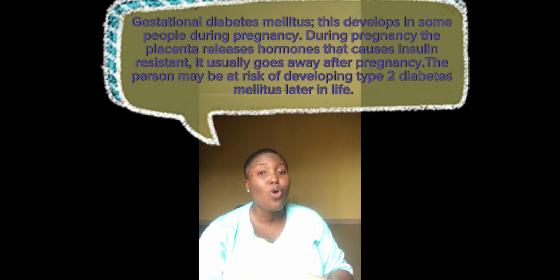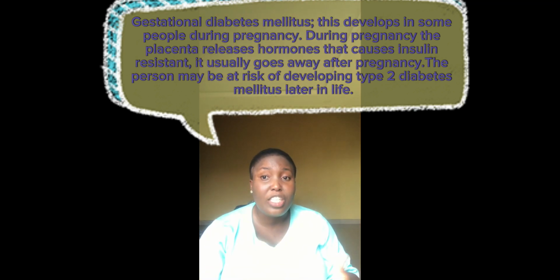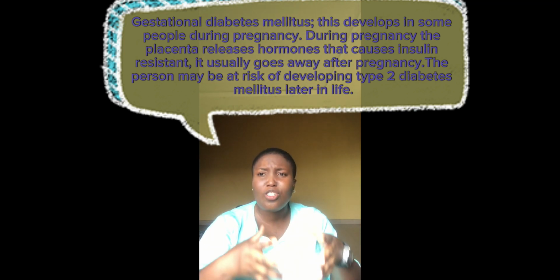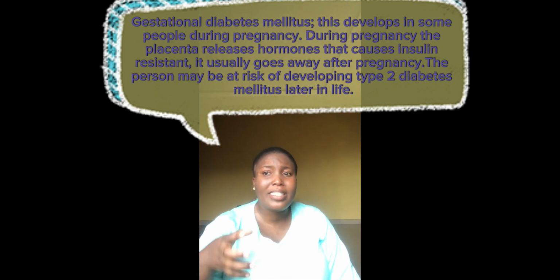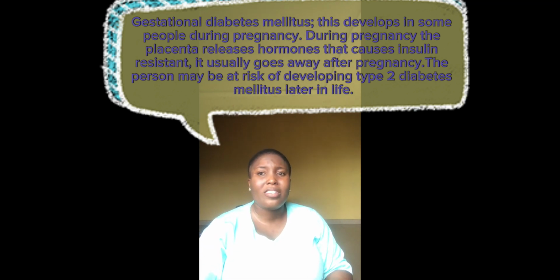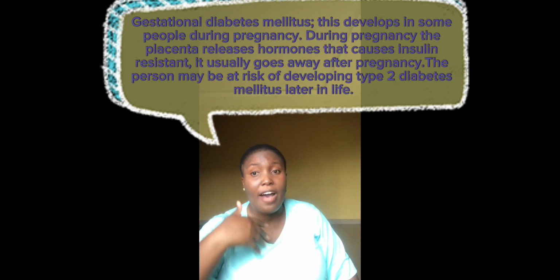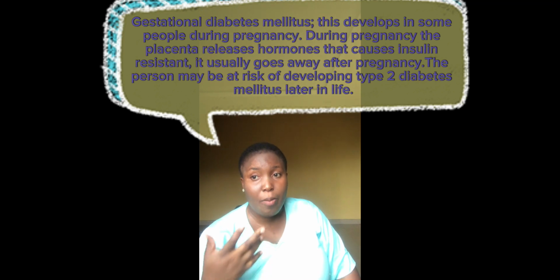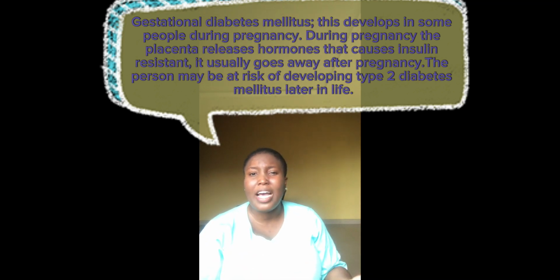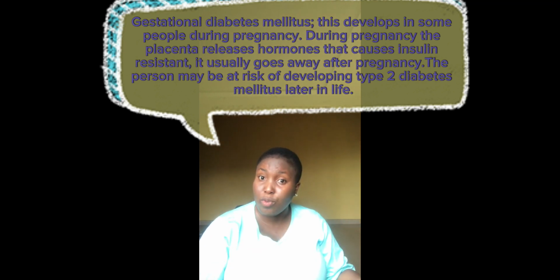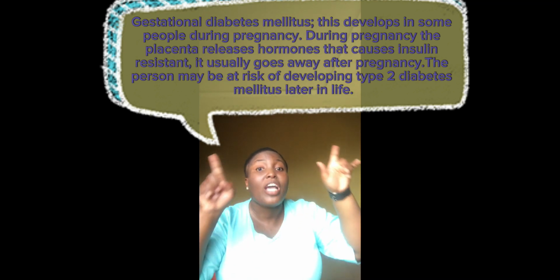They also have gestational diabetes mellitus, which occurs during pregnancy in some pregnant women. This occurs because during pregnancy, the placenta releases hormones that cause insulin resistance. So that is what allows these people to have diabetes mellitus while they are pregnant. At times it goes away after pregnancy, but people that have it are mostly at risk of having type 2 diabetes mellitus, also as a result of insulin resistance.